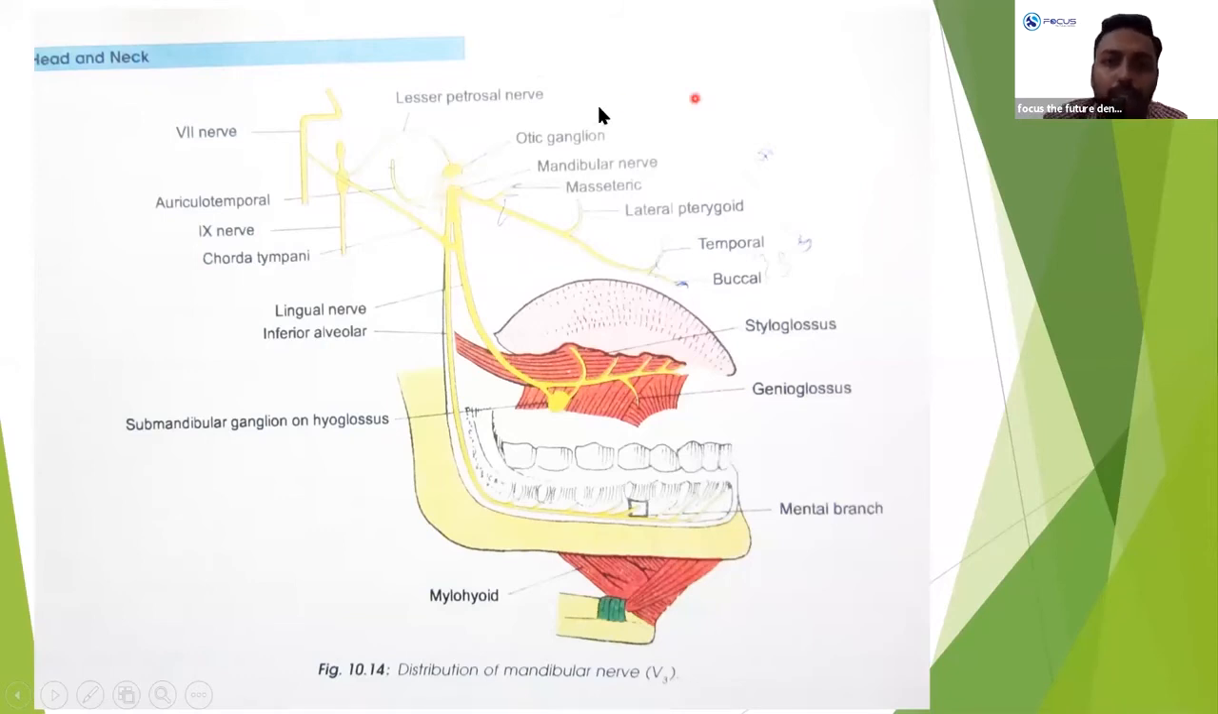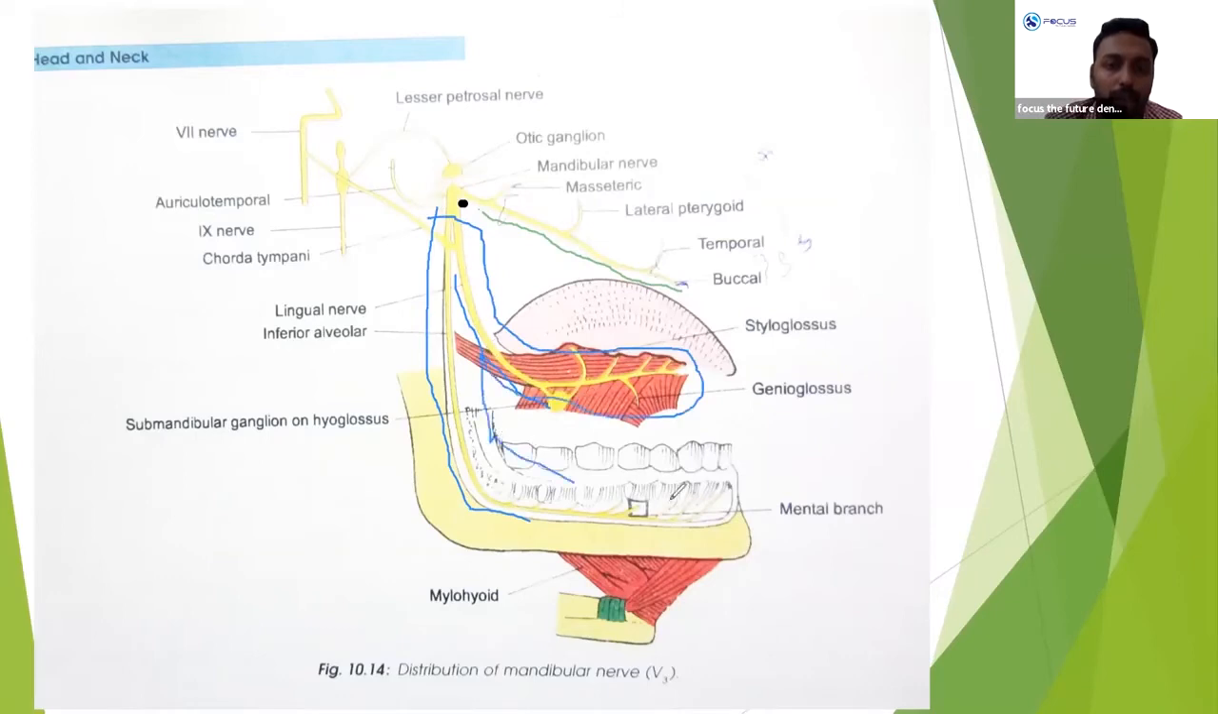So let's start with the divisions. From this point, it is going to divide into an anterior division. This one which I am marking in green is the anterior division of your mandibular nerve, and this entire thing is your posterior division along with the lingual nerve. I'll just round it better. So these are your posterior division. So you have a posterior larger division and an anterior smaller division.